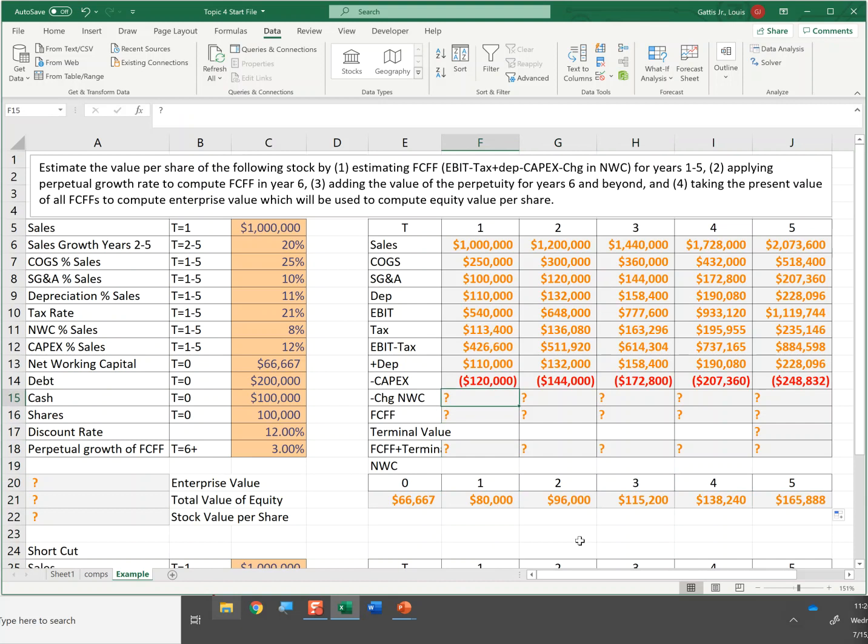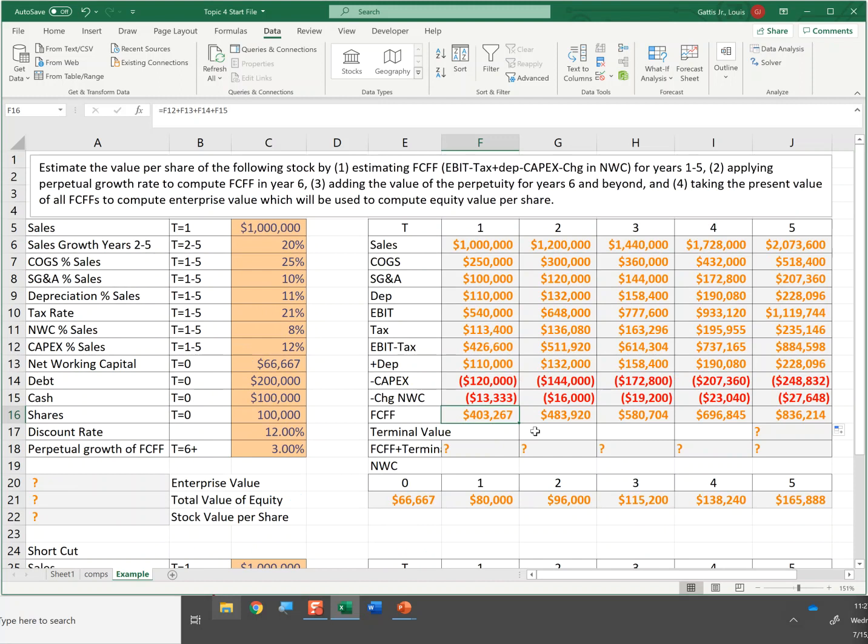So I need to subtract the change in net working capital. Well, it went from 66 to 80, so I'll take the change, 80 minus 66. So there's my change in net working capital, subtracting that. And then I'll calculate my free cash flow to the firm: after-tax EBIT plus my depreciation, subtracting my changes in net working capital and CapEx. So it looks like it's gone from 403 to 836.